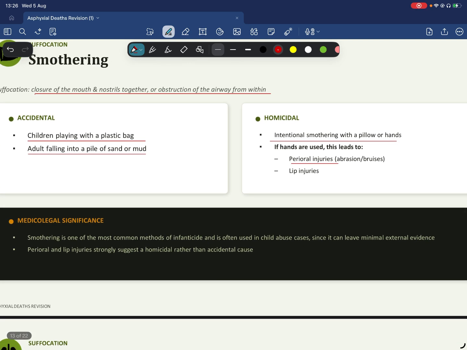Medicolegal significance. Smothering is one of the most common methods of infanticide and is often used in child abuse cases since it can leave minimal external evidence. Perioral and lip injuries strongly suggest homicidal rather than accidental cause.